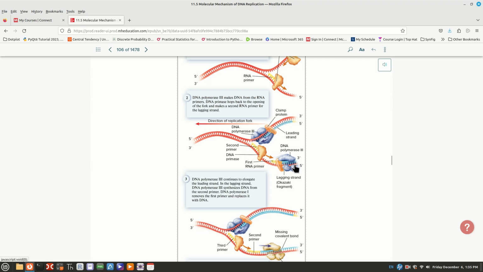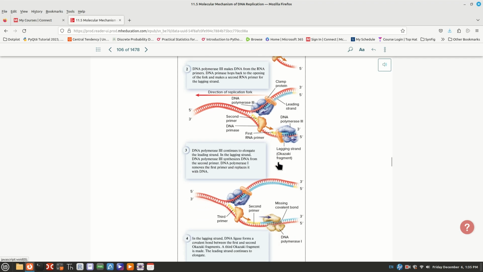So while this was being made, this one right here made another little primer back here. All right, and so that means when this falls off, it can go and attach right here to this primer, and eventually this piece is going to make some DNA right here that we're going to see in a second.